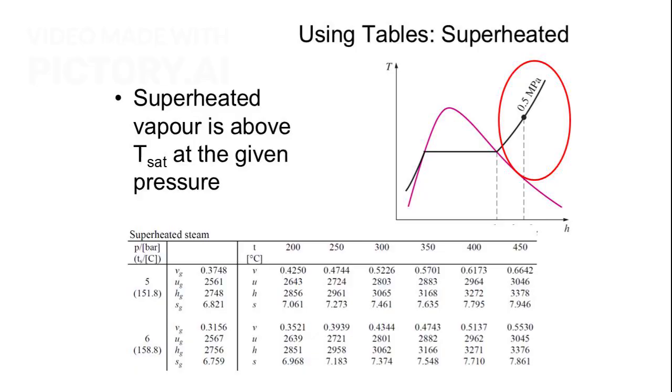Superheated vapor exists above the saturation temperature at a given pressure. Using superheated tables, you can find properties like enthalpy and entropy for superheated steam, which are vital for processes involving high-temperature steam.